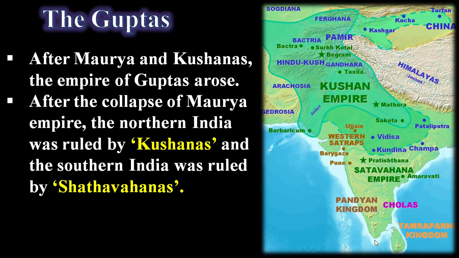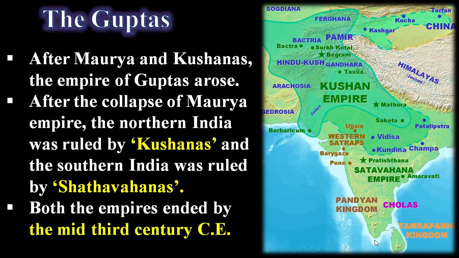One, the Guptas. After Maurya and Kushanas, the empire of Guptas arose. In the previous lesson, we got information about the Maurya and Kushanas. After the collapse of the Maurya Empire, northern India was ruled by Kushanas, and the southern part of India was under the control of Shathavahanas. Both the empires ended by the middle 3rd century Common Era.